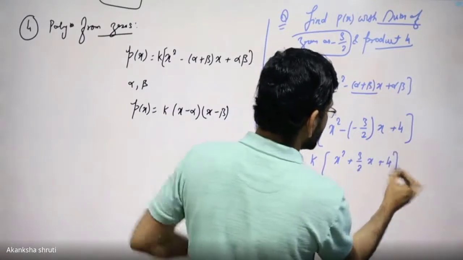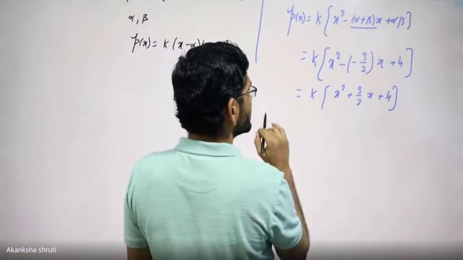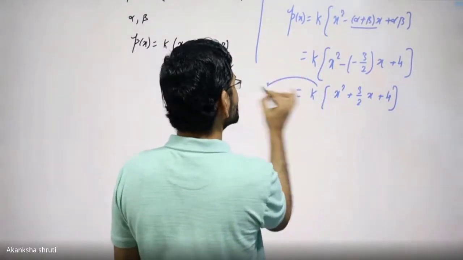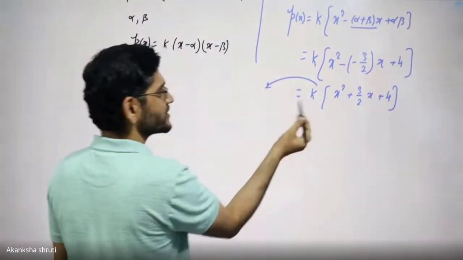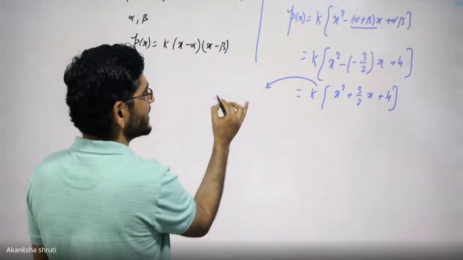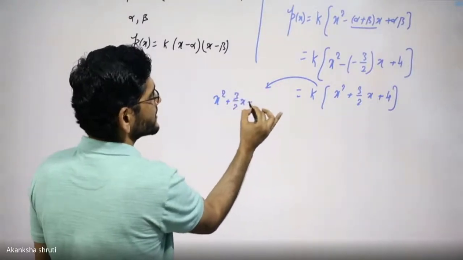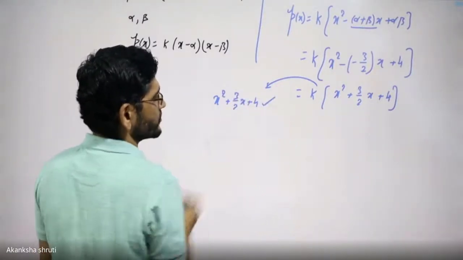In the options, it may be given like this, even with k taken as 1. So from there, various possible equations may be given in your options. It may be simply given as x square plus 3/2 x plus 4. It is also true.